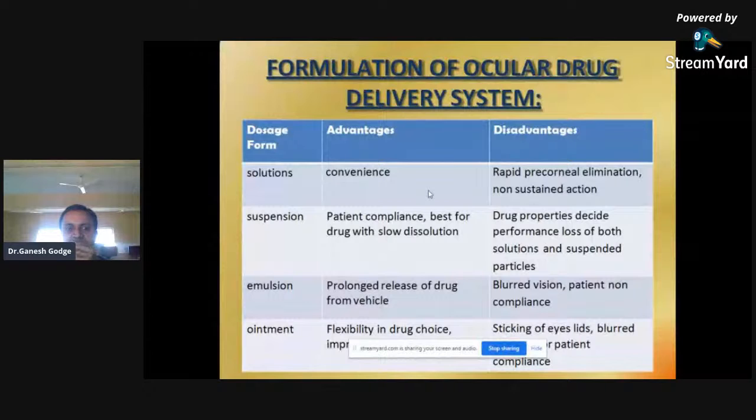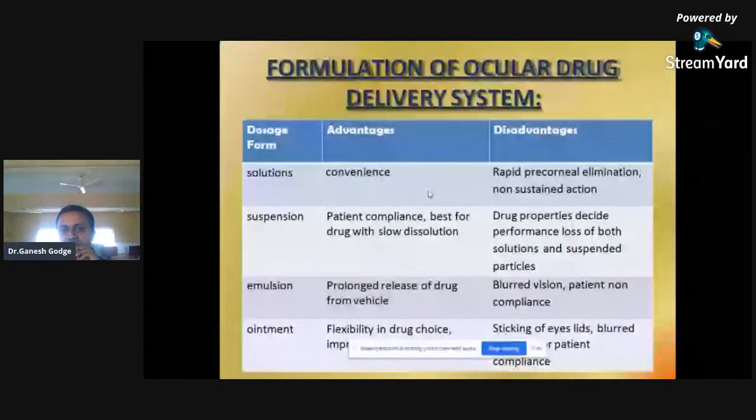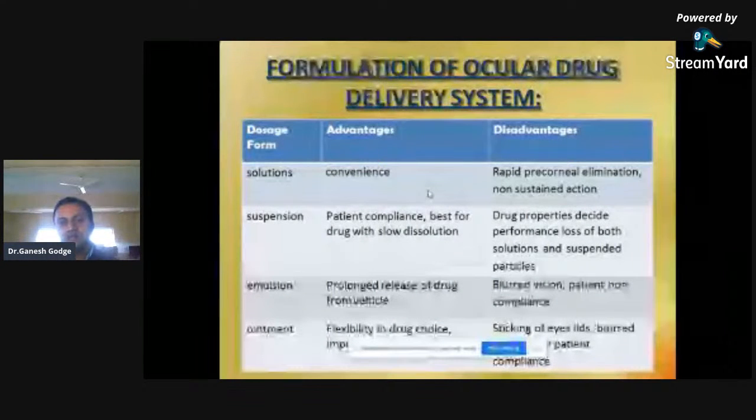The disadvantages of solution-type ophthalmic preparations are rapid precorneal elimination and non-sustained action. The drug rapidly drains away from the surface, due to which there is no sustained action. Because it moves away from the surface of your ocular sac, there is immediate termination of action.